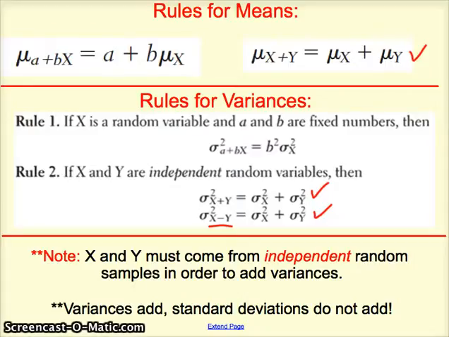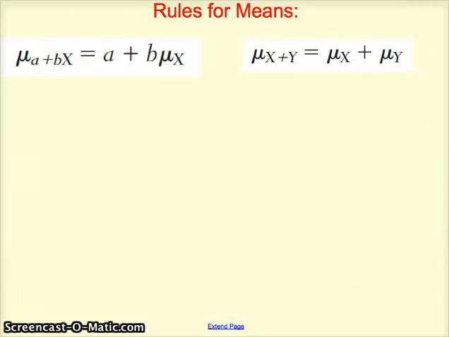What you don't see here is adding or subtracting standard deviations. You cannot add standard deviations. You can only add variances. So we'll come back to, well then how do I get a standard deviation if I'm putting two random variables together? Let's talk about means and a couple of quick simple examples here.